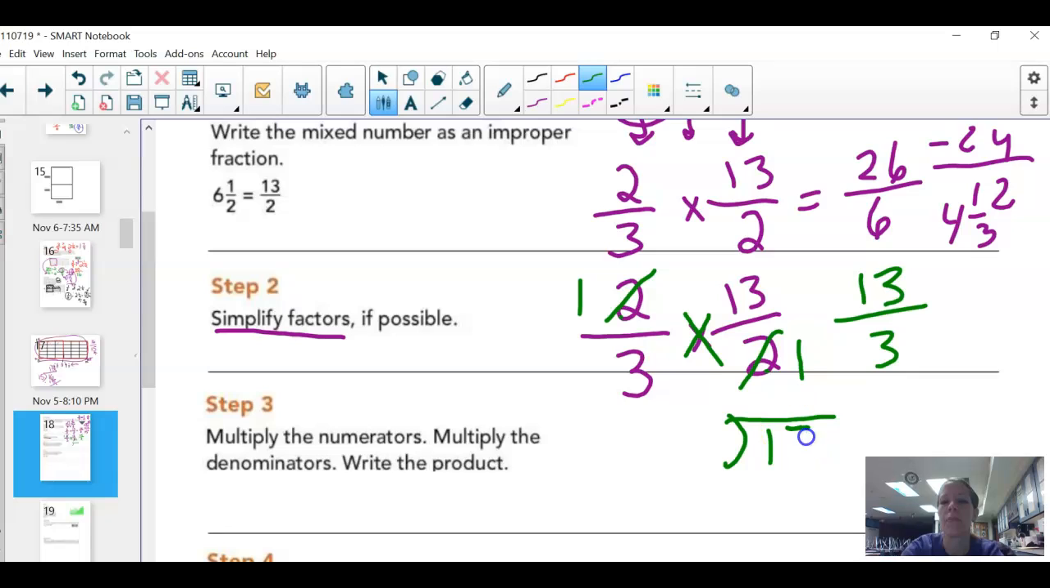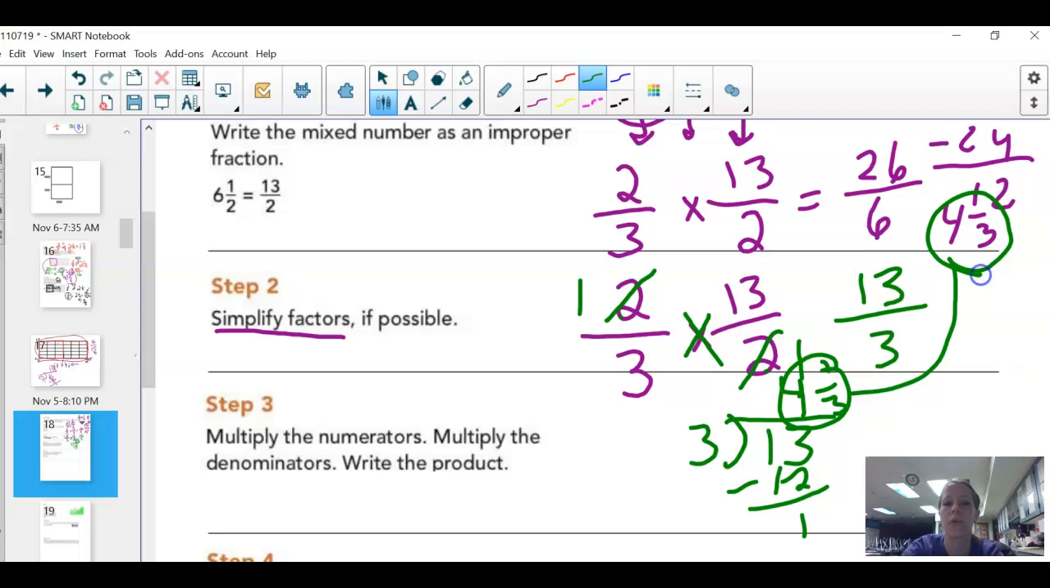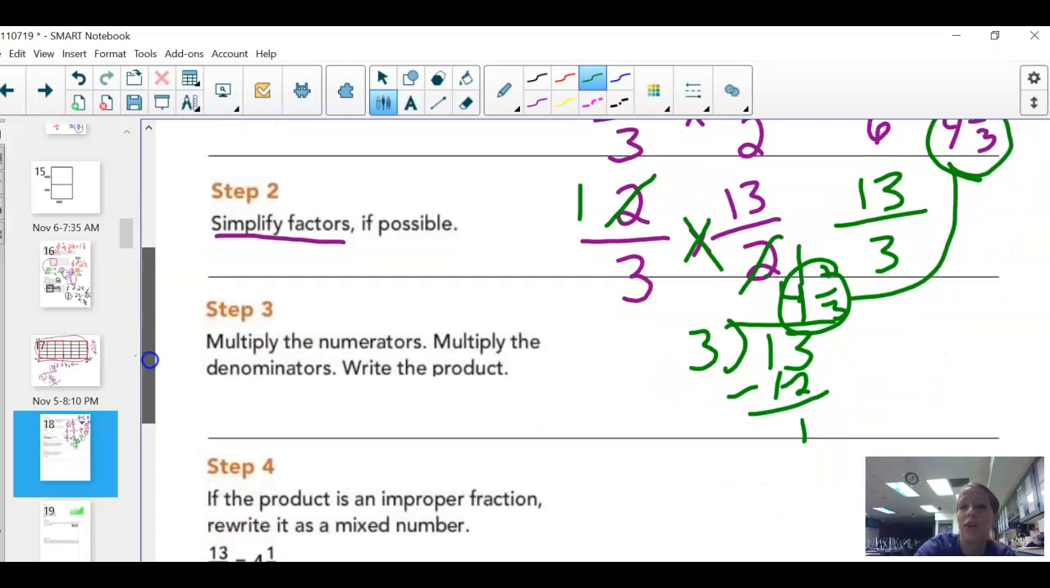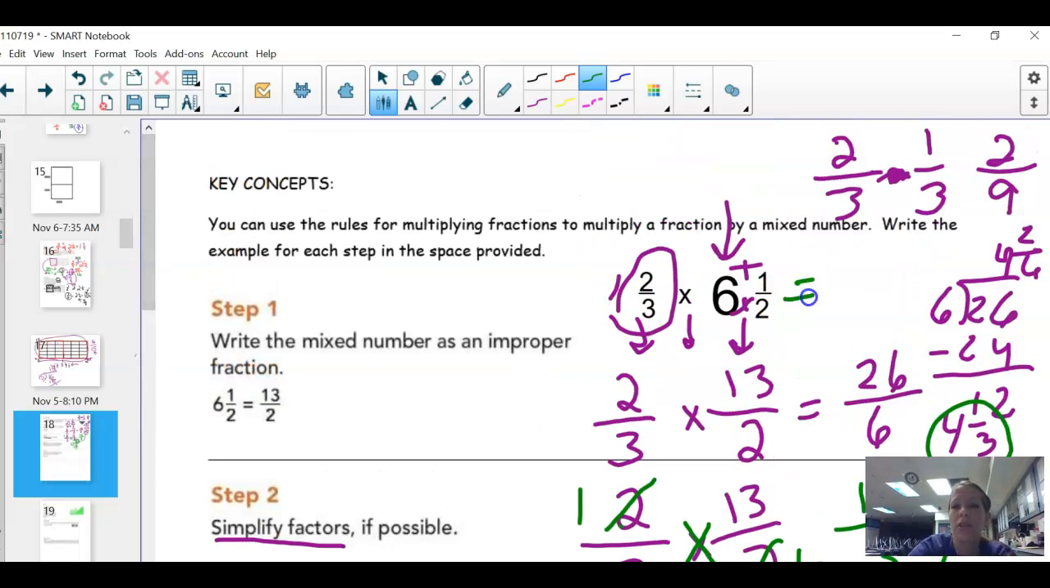Now I divide. 13 divided by 3. Okay, so 3 times what will get me to 13 without going over is 4. 4 times 3 is 12, with 1 left over, so 4 and 1/3. I get the same answer. Okay? That's all we have to do. So the answer to this problem is 4 and 1/3.